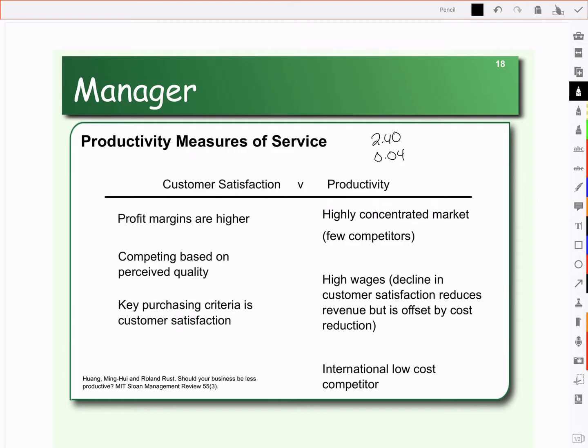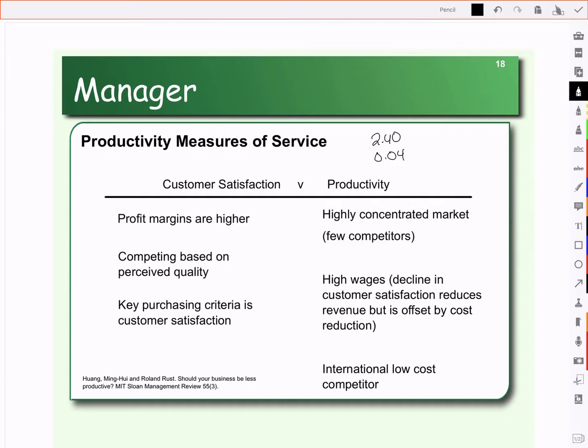If the service you provide and the changes you want to make to your process or technology would create this trade-off between productivity and customer satisfaction, there are some things to consider when deciding which one to focus on, customer satisfaction or productivity.